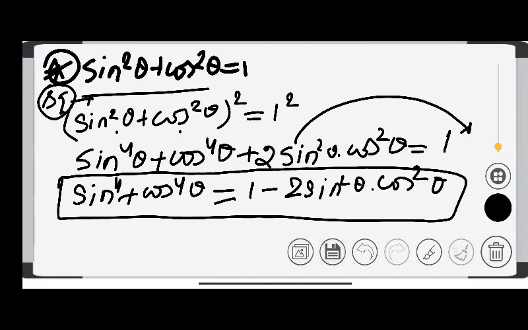If you are unable to understand this one, you can write it directly this way and remember it. This is a formula or an identity. Okay, so let's start with the next one.